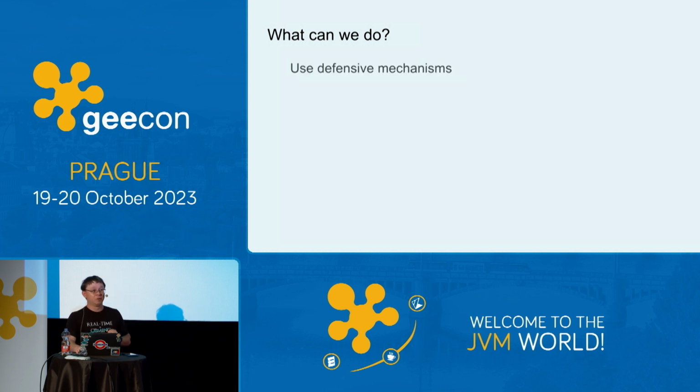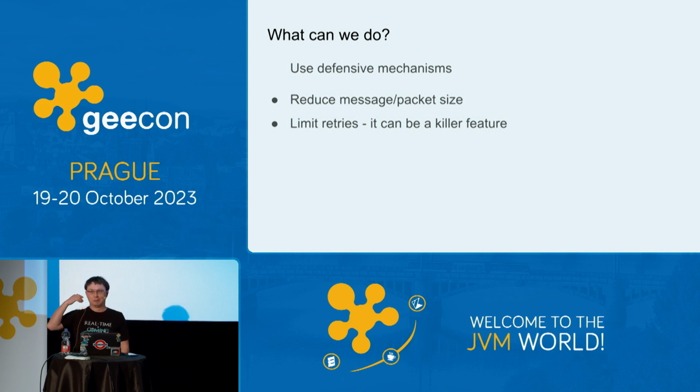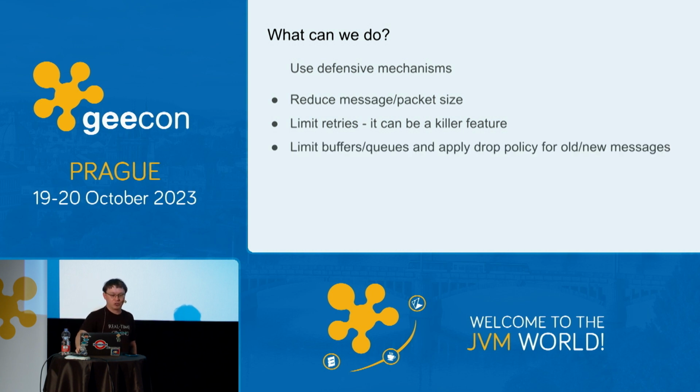So what can we do? We should use some defensive mechanism. And these mechanisms could be implemented on different levels. For example, we can reduce message packet size, but it is not a guaranteed solution because we could generate a lot of messages with small payload. Another good solution is to limit your retries. Your retries shouldn't be unlimited because at some point of time it will be the killer feature, and you will have out of memory or something worse.